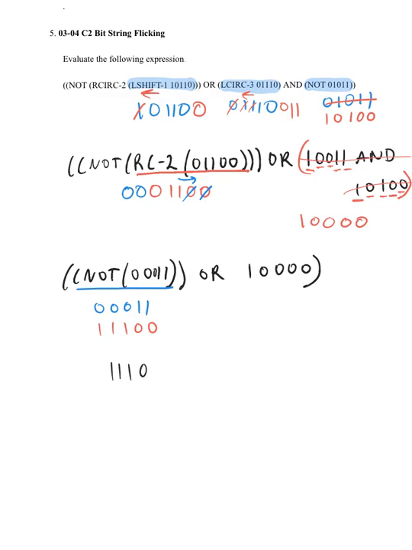So now we can rewrite it for the final time. We have 1, 1, 1, 0, 0, or 1, 0, 0, 0, 0. So we compare each of the digits individually. 1 or 1 is 1. 1 or 0 is 1. 1 or 0 is 1. 0 or 0 is 0. 0 or 0 is 0. And that is your final answer.